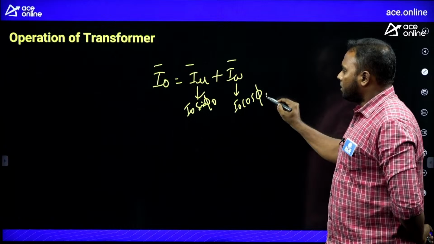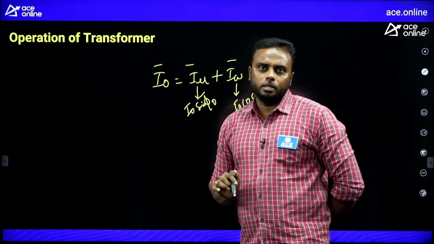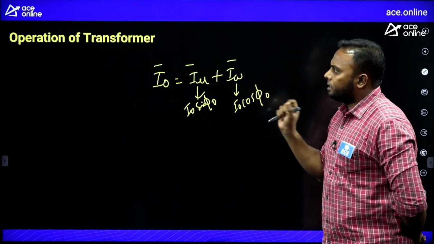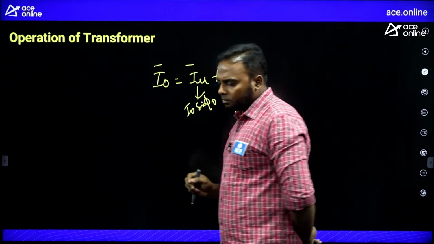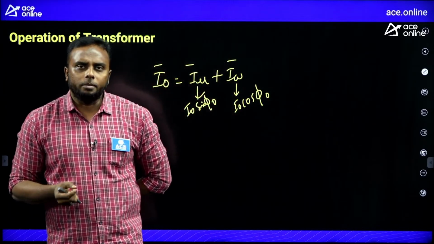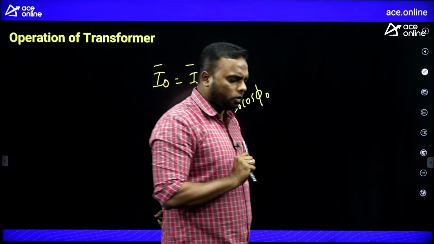The no load power factor of a transformer is generally less than 0.5. Remember this point. These are the no load components. Also we have equivalent circuit parameters R naught and X naught. You should look at these once.